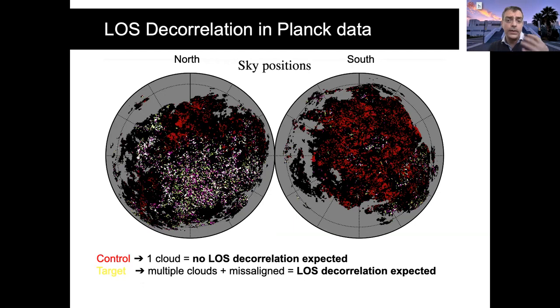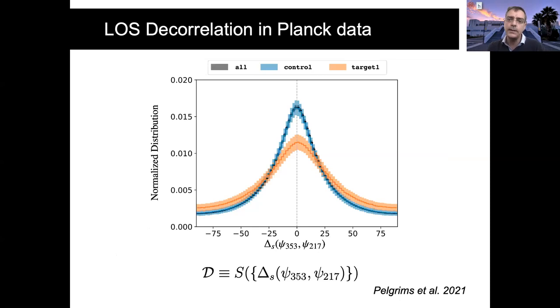We then go to the Planck polarization data, and for each pixel in the target and in the control sample, we compute how much the polarization direction changes between the Planck frequencies 353 and 217 gigahertz. Because the target sample pixels are selected to have a higher likelihood statistically of a large line of sight frequency decorrelation, we predict a larger angle difference between the two frequencies for the target than for the control, right? And indeed, this is what we see.